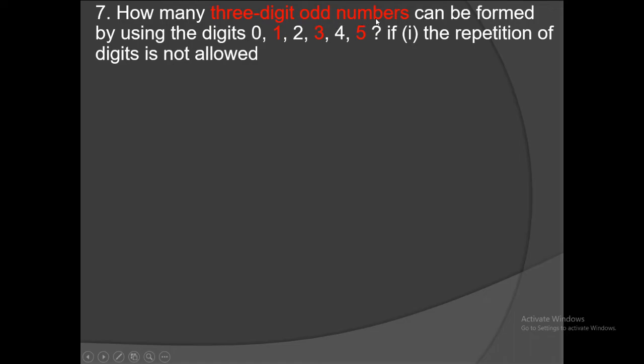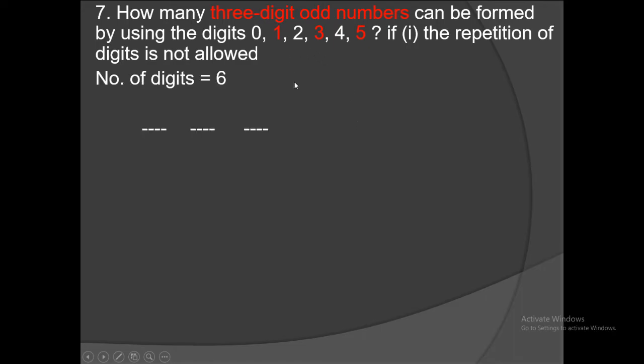Sum number 7. How many 3-digit odd numbers can be formed using digits 0, 1, 2, 3, 4, 5, repetitions allowed? So what are the odd numbers here? I have given in different color. In red color, 1, 3 and 5 are the odd numbers. 3-digit numbers, so 3 places.